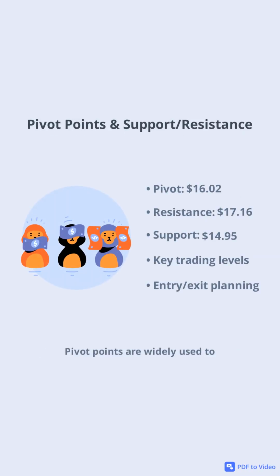Pivot points are widely used to identify potential support and resistance levels. For DJT, the pivot point is at $16.02, with resistance at $17.16 and support at $14.95. These levels can act as psychological barriers where price action may pause or reverse. Traders often use pivot points to plan entries, exits, and stop-loss placements.